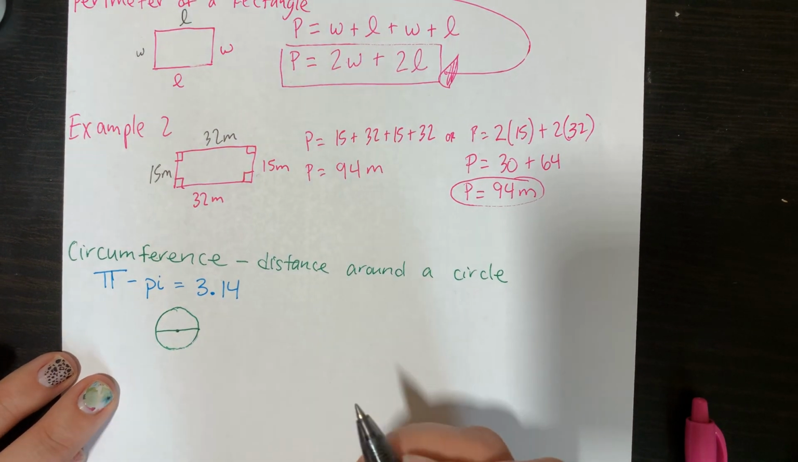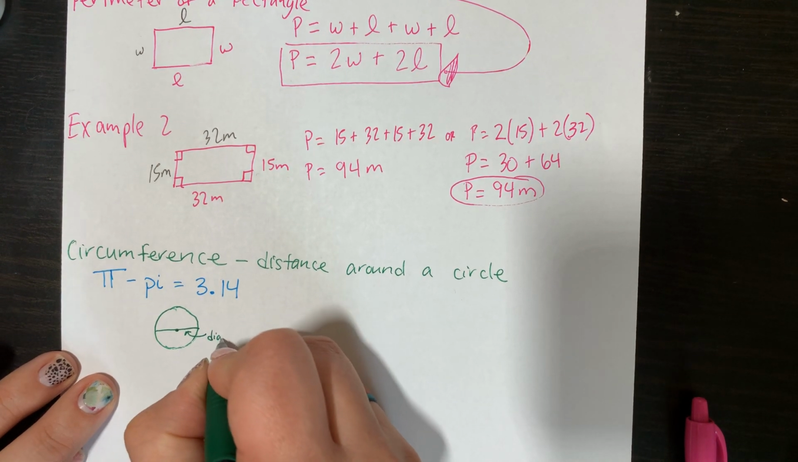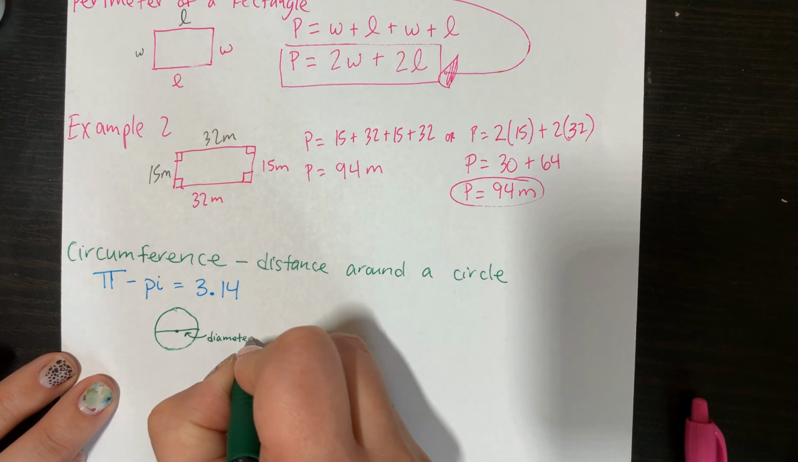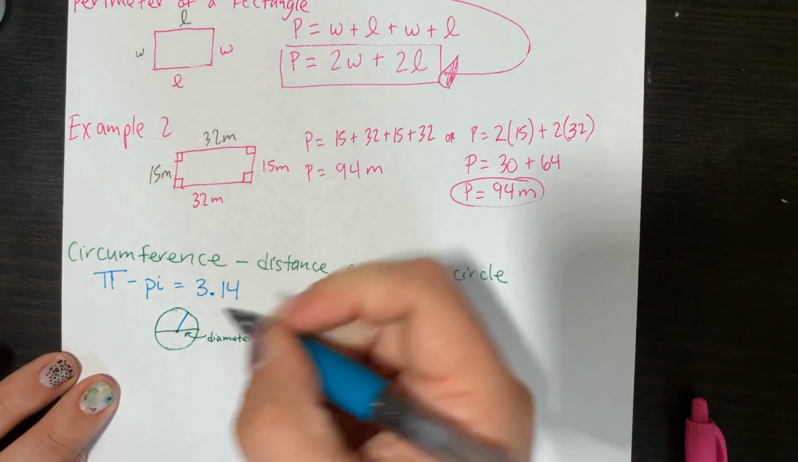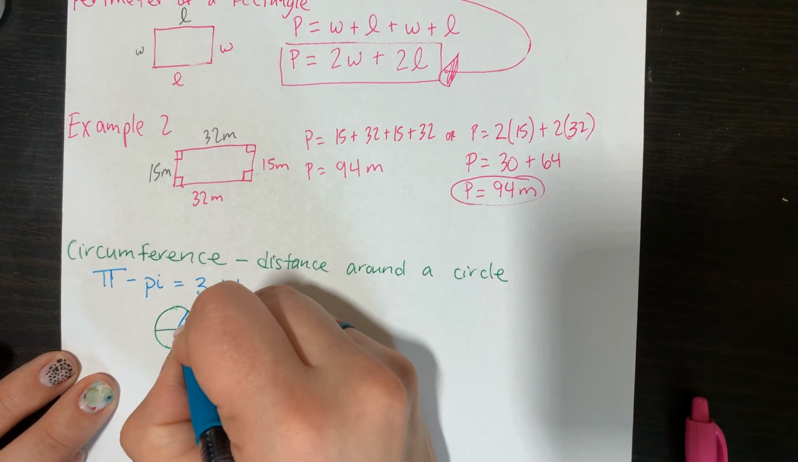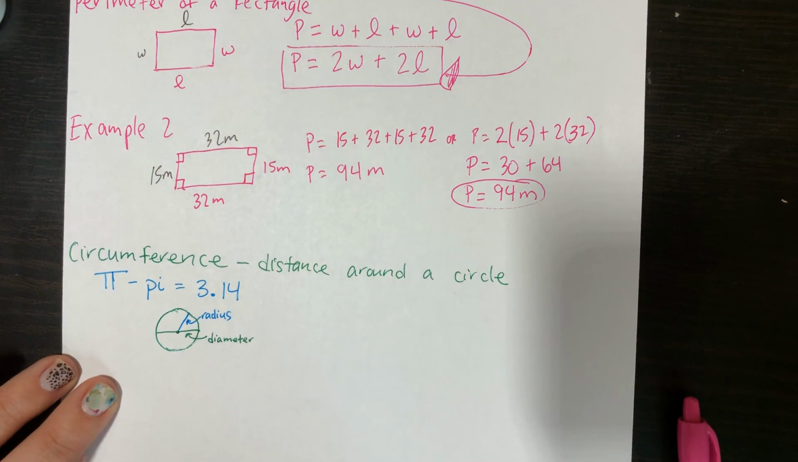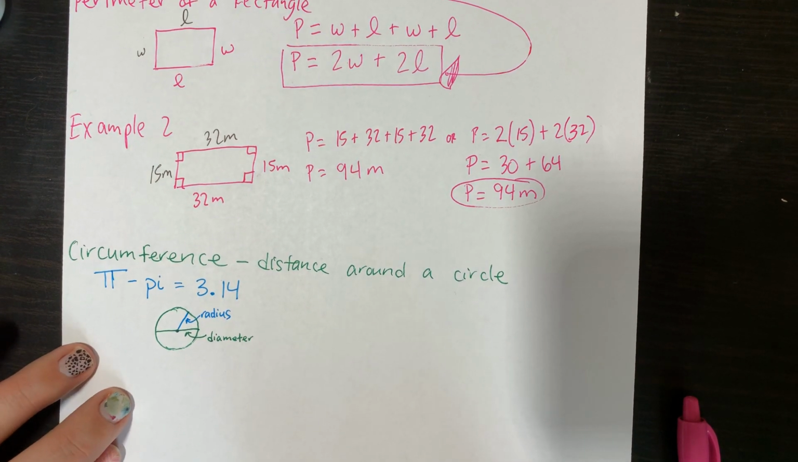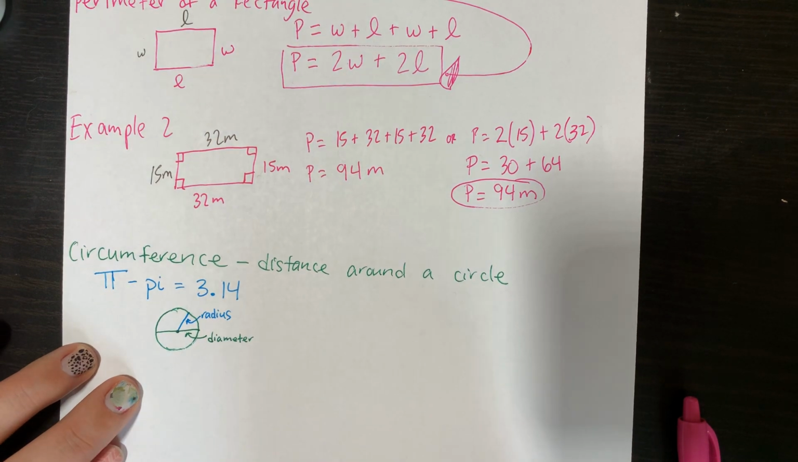This whole line here, that is called your diameter. If we go from the center out, that one is going to be called your radius. And circumference of our circle is going to use those two. You could be given either of these.